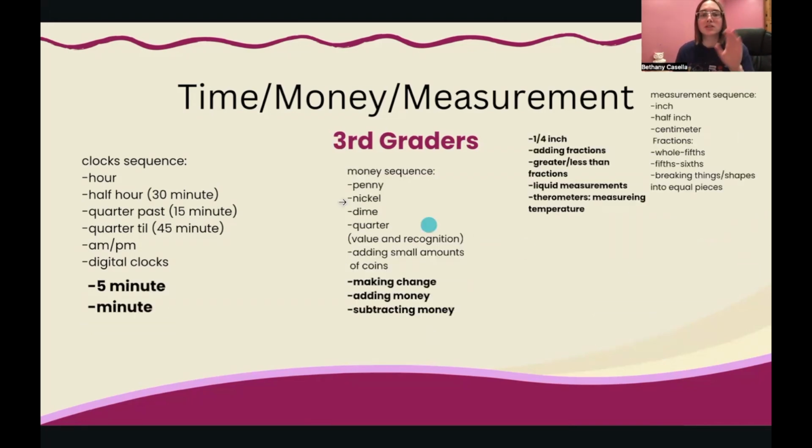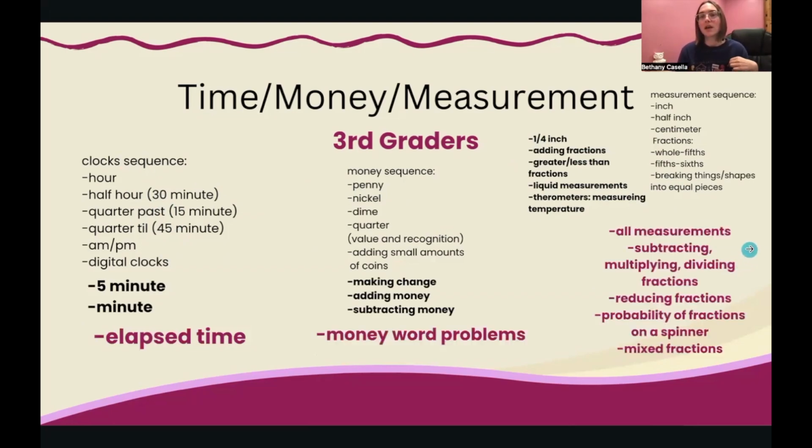And then for third grade, so here's again all the second grade and first grade things. So then we're adding on to this because some third years still need some practice with the different concepts. So we're also going to add elapsed time to third years, money word problems, and then all the measurements. I put adding, subtracting, dividing fractions, but we don't always get there. Sometimes they do, but that's also for upper L.